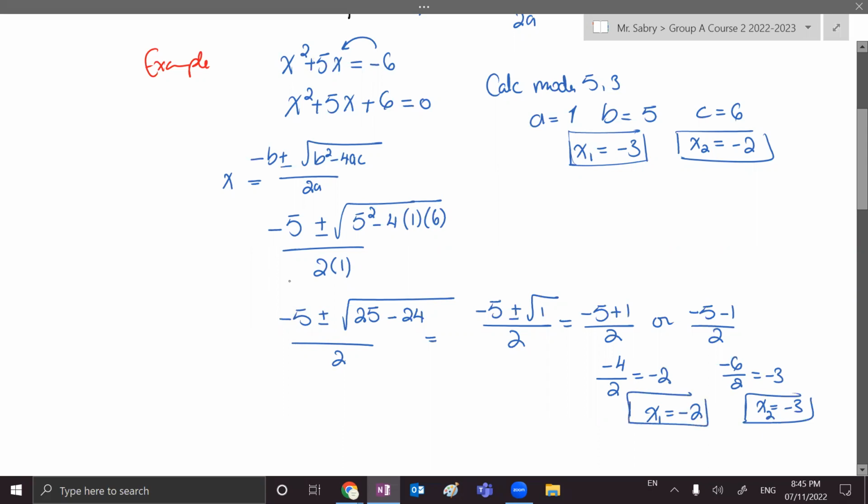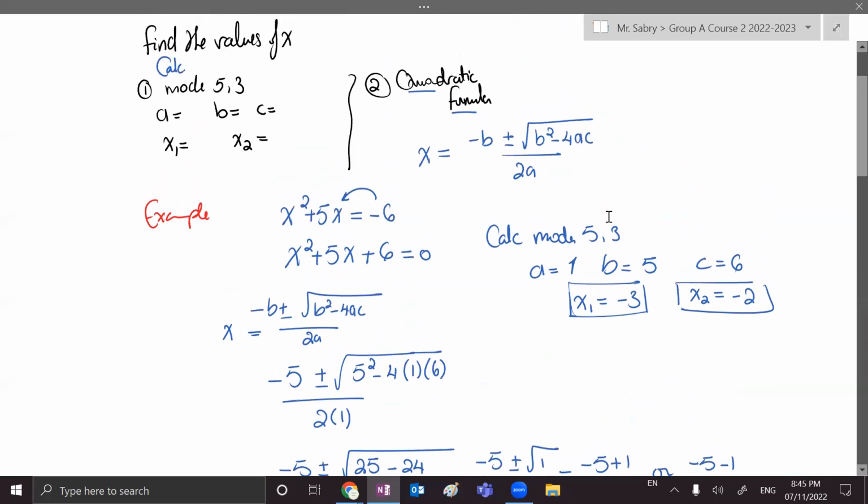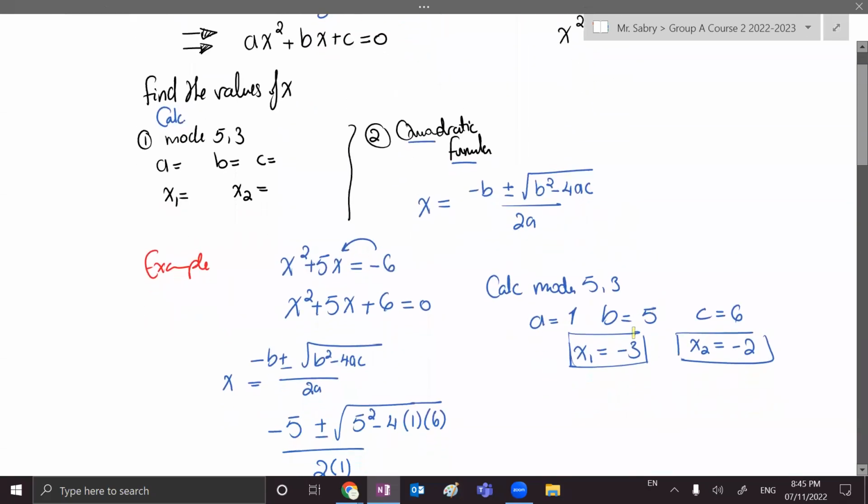So again, mainly two different ways to find the values of x whenever we have a quadratic equation. We either use the calculator, and in that case we use mode 5-3, we just input the a, b, and c, or we use the quadratic formula, which is this big formula right here, which we have to memorize.